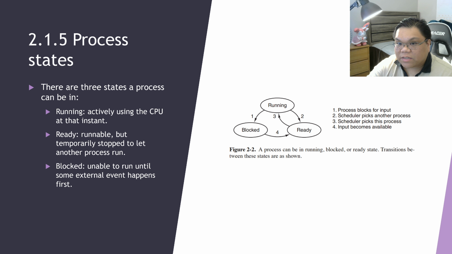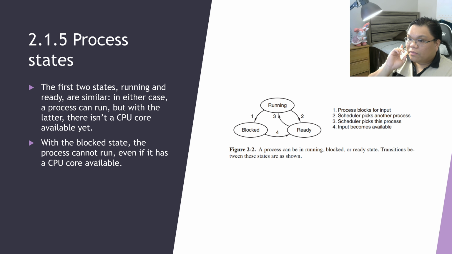Let's look at the states first. The first 2 states, running and ready, are similar. In either case, a process can run, but with the latter case, with the ready state, it can't run because there's no CPU core to run it. In the blocked state, a process can't run even if it has a CPU core available.